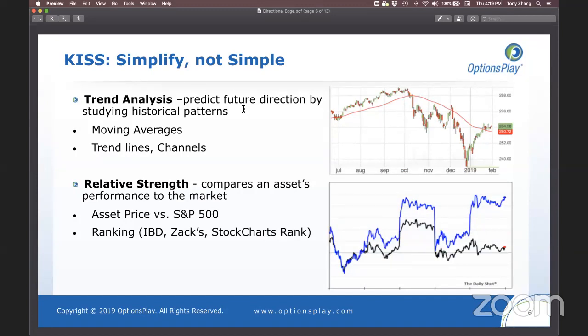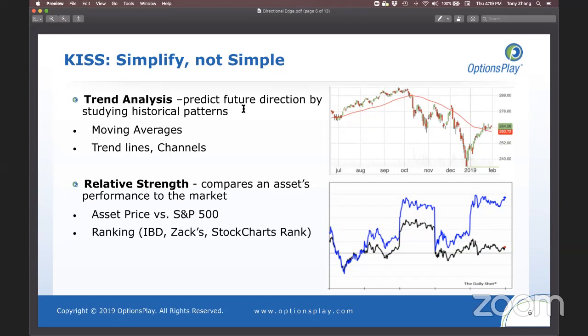So what we use here at OptionsPlay are two primary things that we think are very important to gain that directional view, or gain that directional edge. And that's our trend analysis and our relative strength indicators. So trend analysis is very simple. It's simply trying to look at historical patterns and trying to predict the future based on those historical patterns.